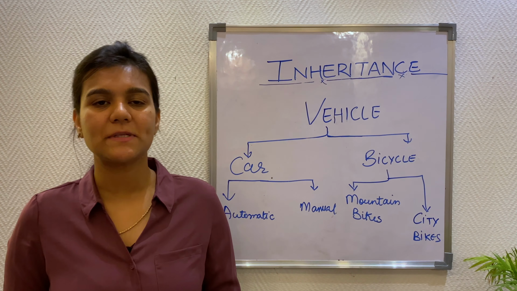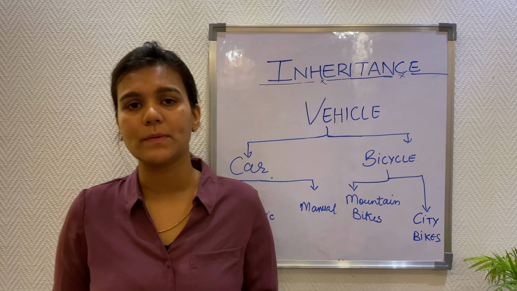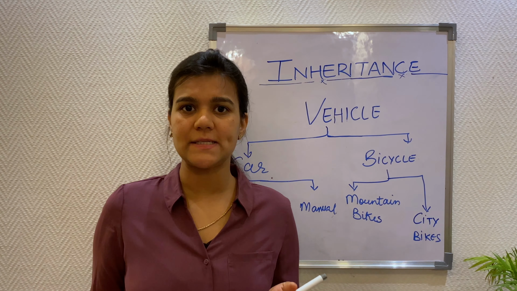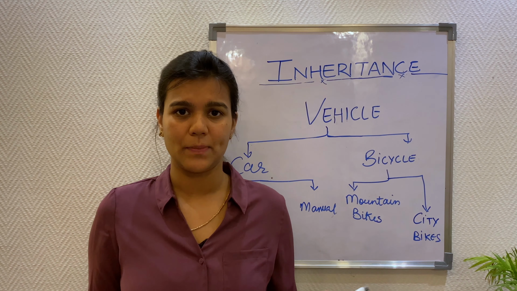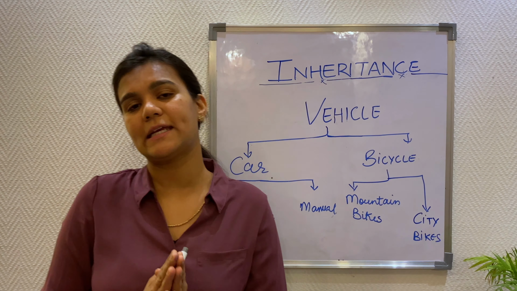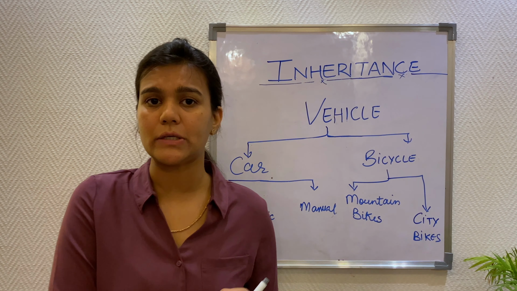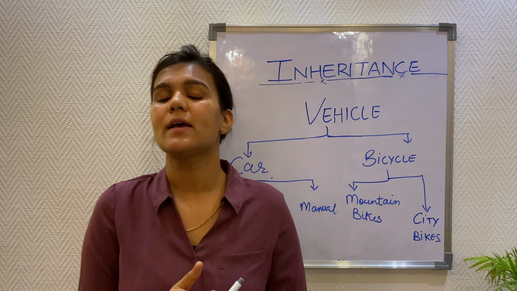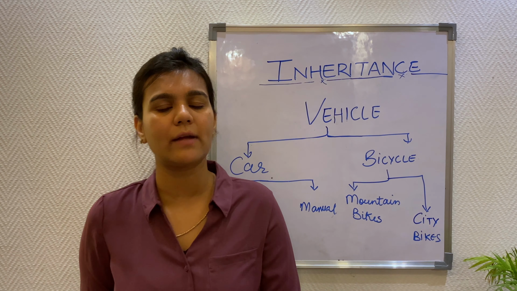The third concept is inheritance, which is a mechanism in which a class acquires some or all properties and methods of another class. The class whose members are inherited is called the parent or the base class, and the class that inherits those members is called the child class or the derived class.